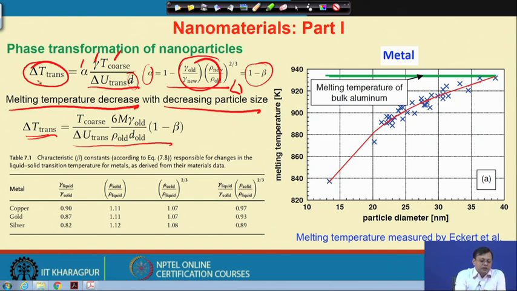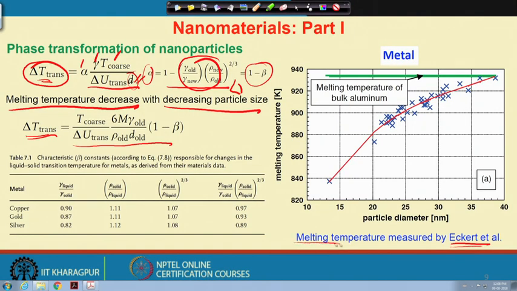Okay. So, the change of the transformation temperature will increase with the d, and let us see the real measured values of melting temperature in the case of aluminum. Here, Eckert measured the melting temperature of aluminum, and it has been shown that this is the melting temperature of bulk aluminum, but if we decrease the particle size, then there is a decrease of the melting temperature, and it is not very small, it is quite large. So, this is like 930 to 830, a 100 degree decrease in the case of aluminum. This is given in Kelvin.